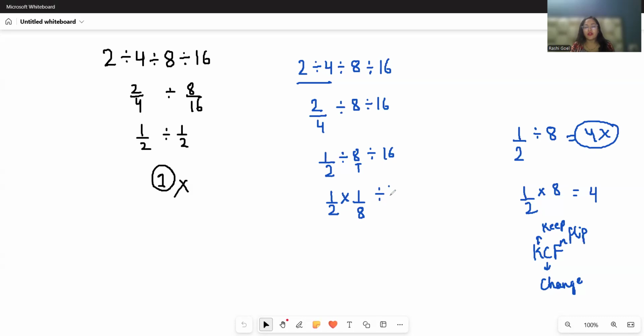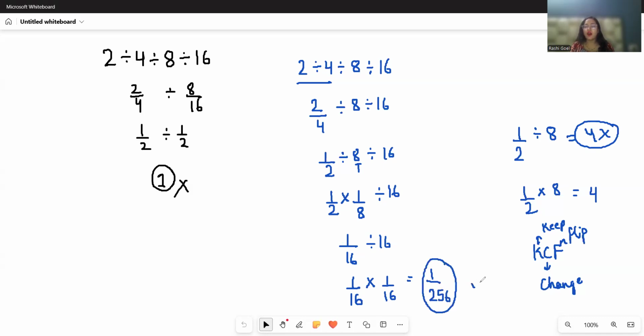Now rewrite the left out term. So it becomes 1/16 ÷ 16. Again, there is a division sign, not a multiplication sign. If you cancel out, your answer is 1, which is wrong. But we have to follow the KCF rule. That means keep the left hand, change the symbol, and flip the right hand. So it becomes 1/256.